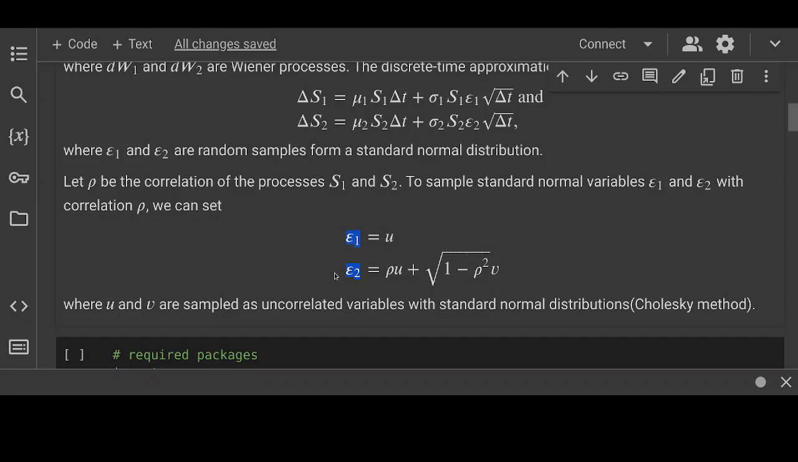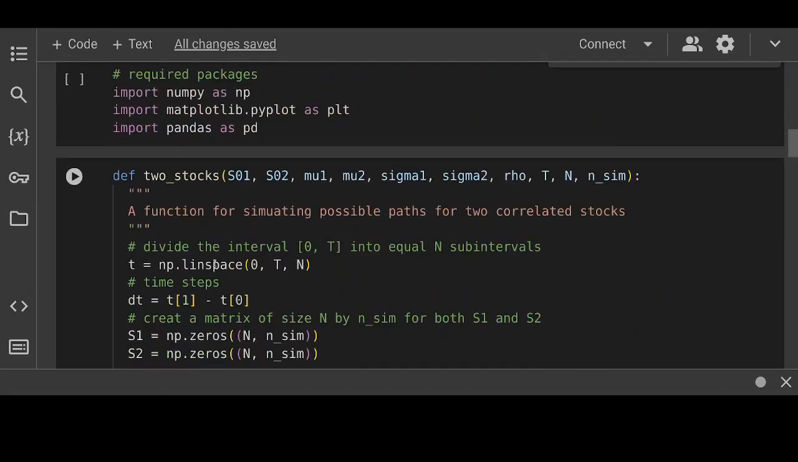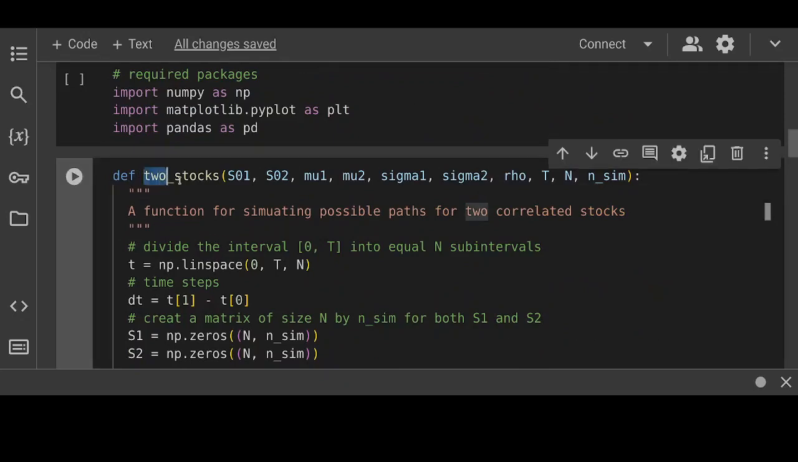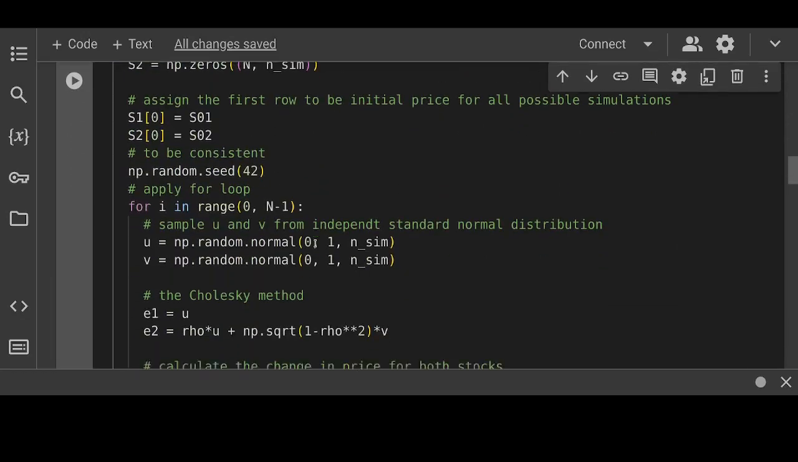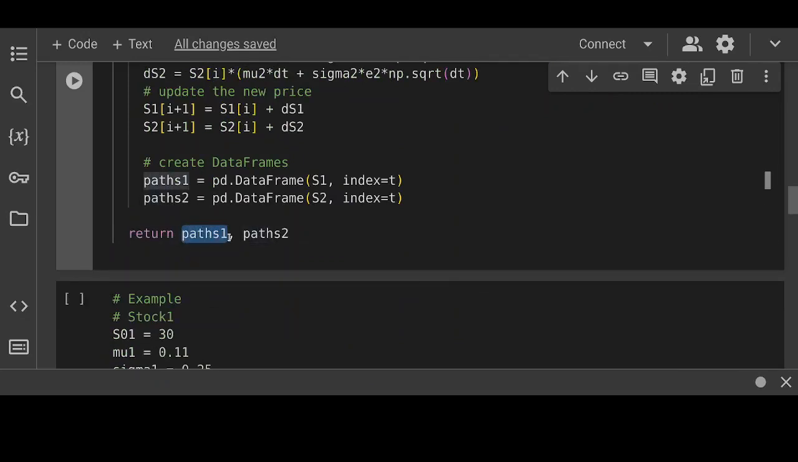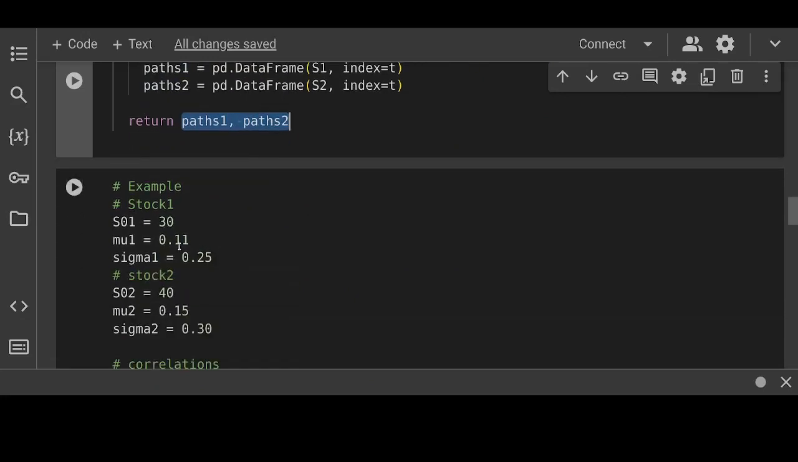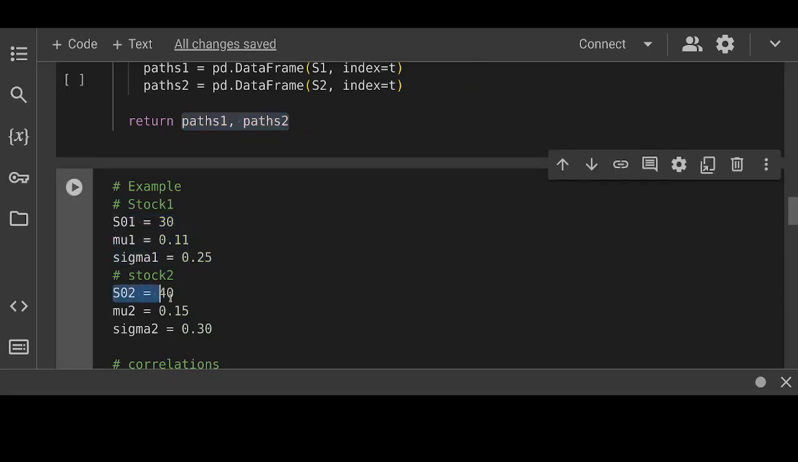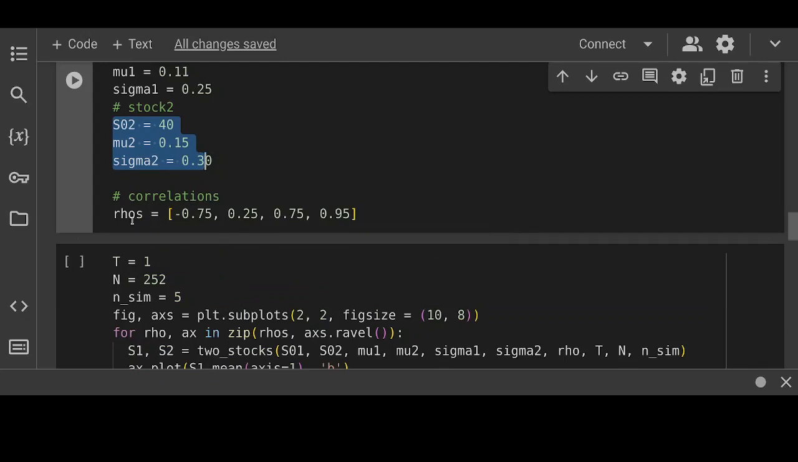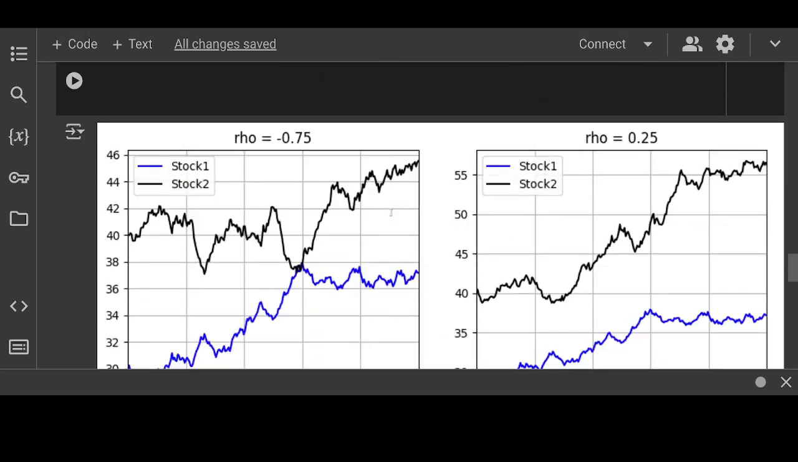So we also constructed, or defined, a Python function known as two stocks, which could take these parameters, and the output is given by this one. That means possible price paths for the correlated stock prices S1 and S2. We also observed a scenario where the parameters are given by this one, and we tried to simulate different cases. That means the cases where the correlations rho are negative correlation, small positive correlation, and correlation 0.75 and 0.95. So we demonstrated this one, and we obtained these plots, which are very interesting.